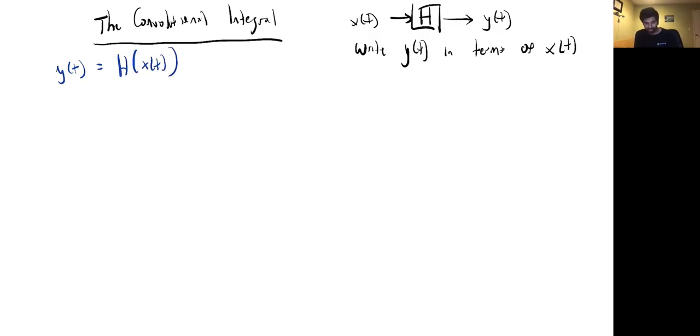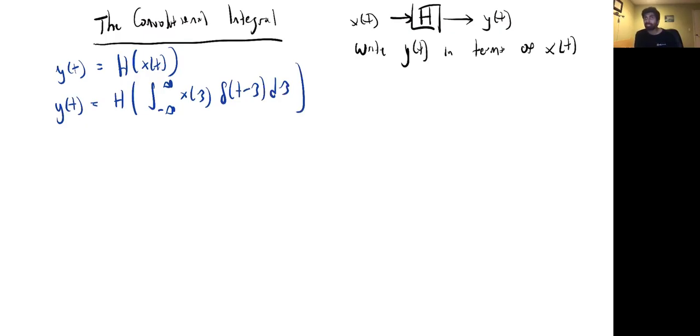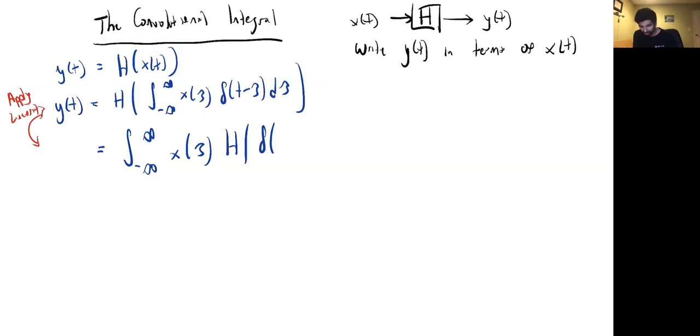But I don't know what capital H is. So I can plug in my previous expression to simplify this. Let's put an H, and then remember x of t is the integral from minus infinity to infinity of x of tau delta of t minus tau d tau. That follows from the previous slide. Now, when I write capital H, that means the system is linear and time invariant. So I'm going to apply linearity, and I get the integral from minus infinity to infinity of x of tau H of delta of t minus tau d tau.